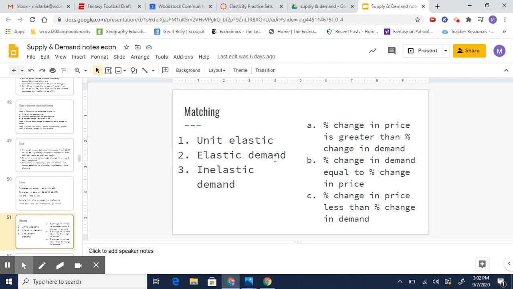Okay, so 1, B, 2, C, 3, that is A. The percentage change in price is greater than the percentage change in demand. You know, you raise your price by 6%, people only buy 2% less of it. That's awesome. You're going to make more money. You should raise your price. People don't have a lot of other choices.